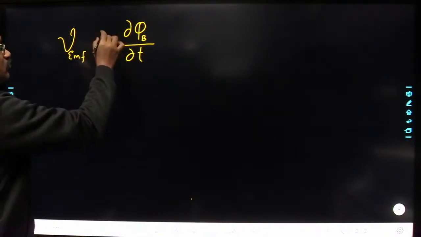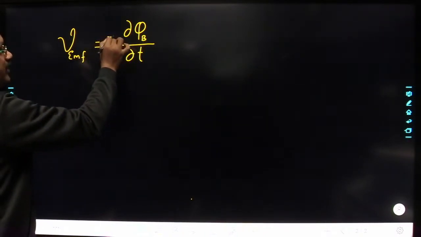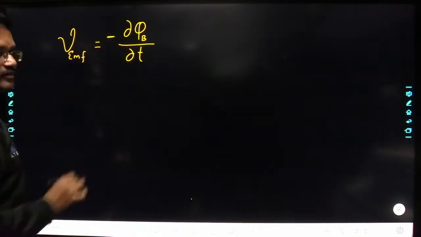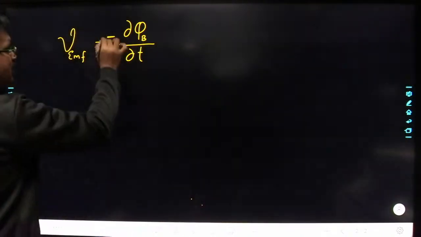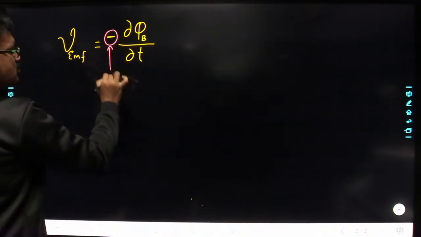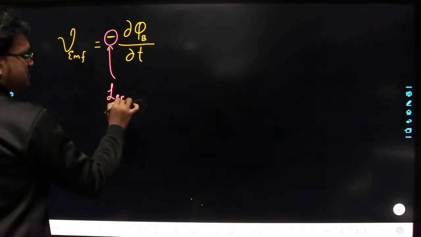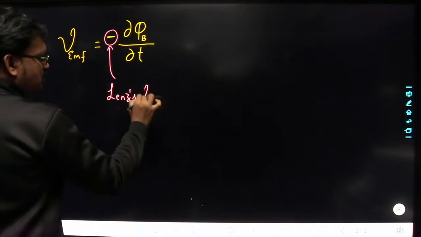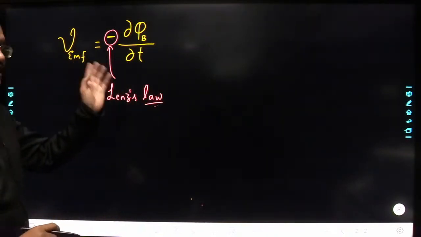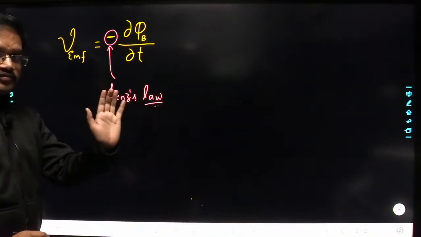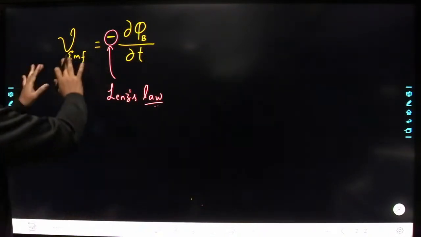So here we are going to put a minus sign. What is the purpose of this minus sign here? This minus sign is because of Lenz's law. Okay, so we will discuss this Lenz's law later. Understood? Okay, so first we will concentrate on this equation.